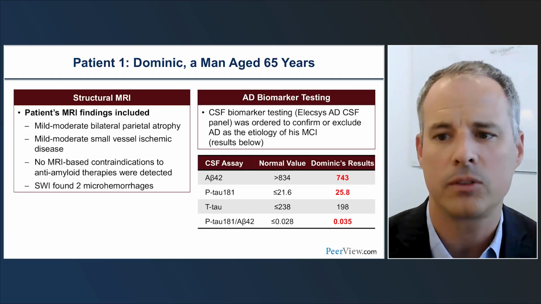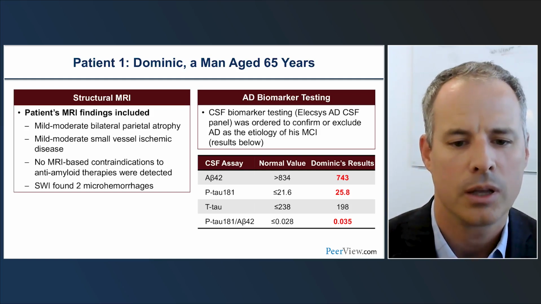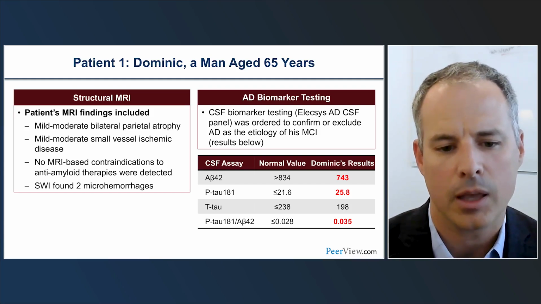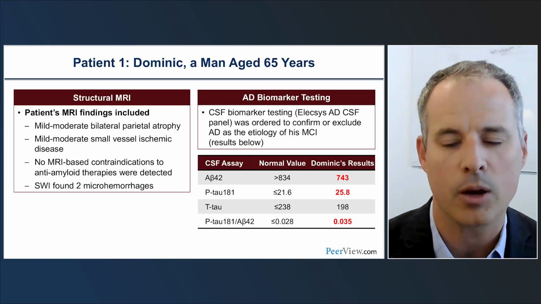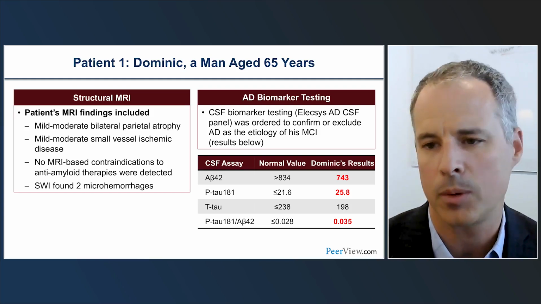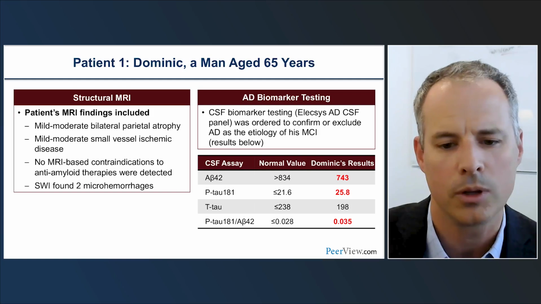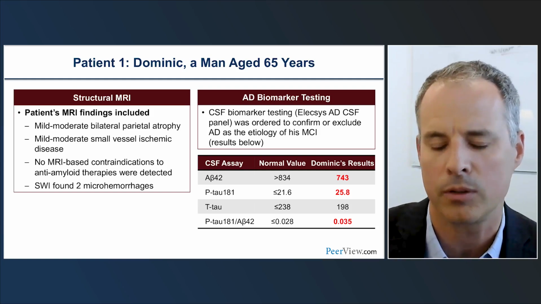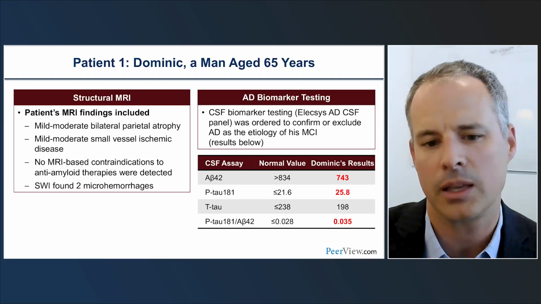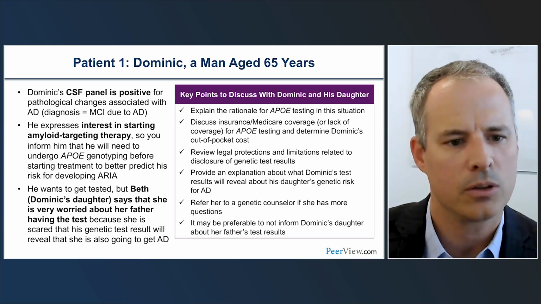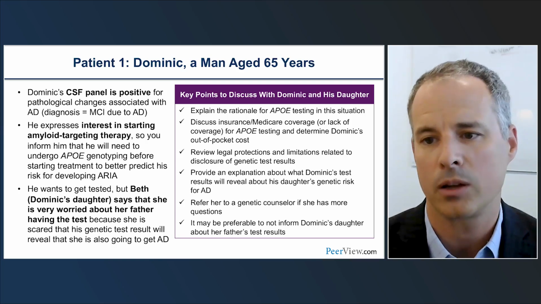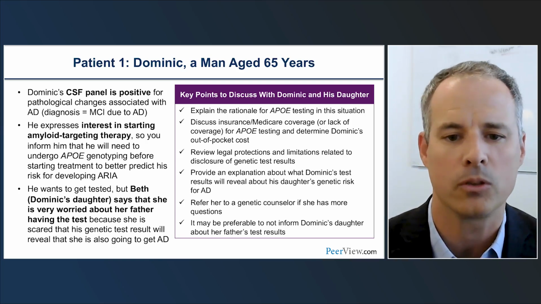And to confirm his diagnosis, he was sent for a lumbar puncture and CSF biomarkers using the Elecsys AD CSF panel, which is a commonly used panel. He was found to have a biomarker profile consistent with Alzheimer's disease pathology. So we had low amyloid beta 42, elevated p-tau 181, and his ratio of p-tau 181 to A-beta 42, which is the most predictive marker, was elevated, indicating likely amyloid pathology. So this is a patient who has a positive CSF biomarker panel and has a clinical syndrome consistent with mild cognitive impairment. So his diagnosis is mild cognitive impairment due to Alzheimer's disease.